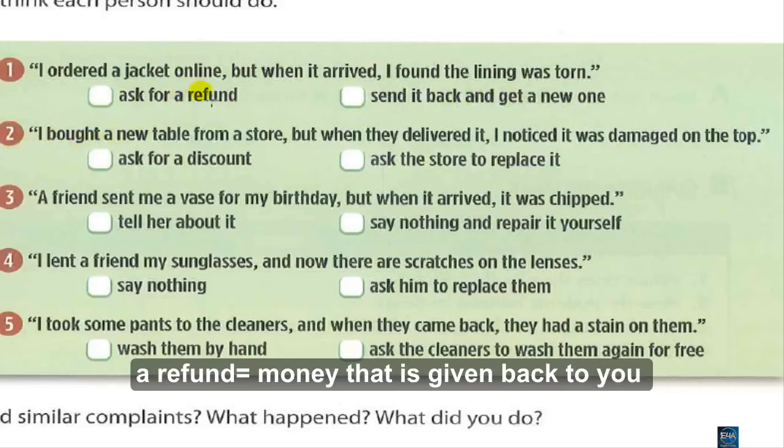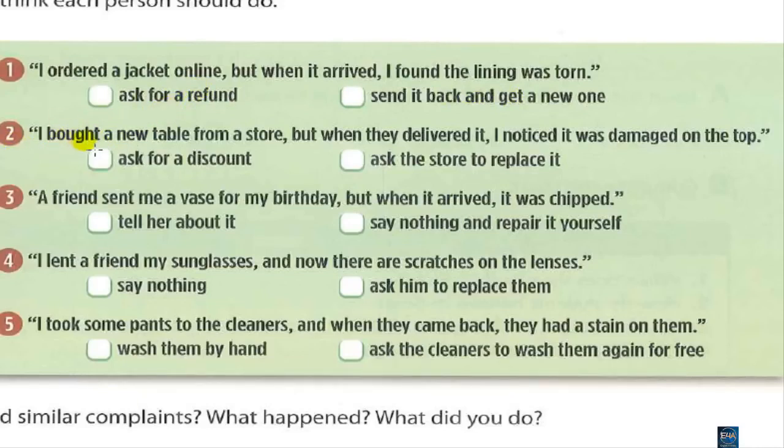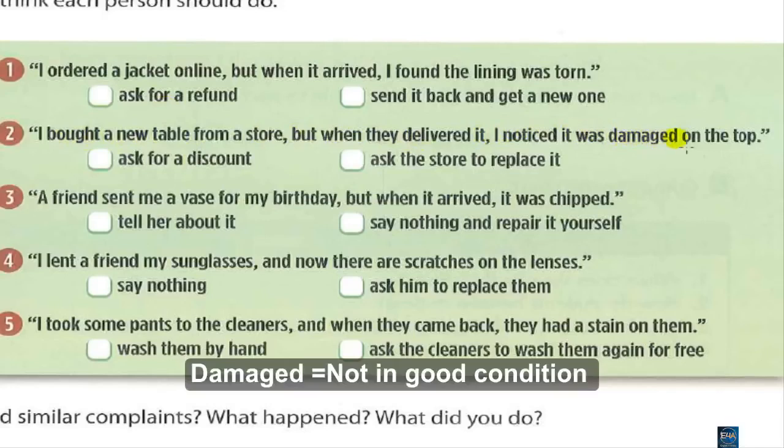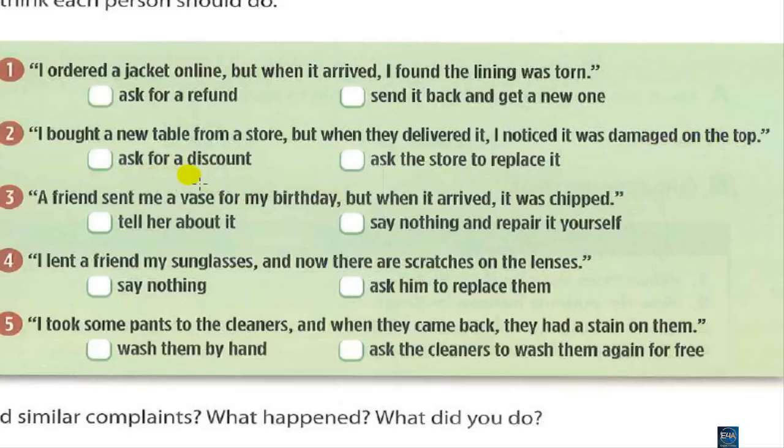A refund to get your money back. 2. I bought a new table from a store, but when they delivered it, I noticed it was damaged on the top. There was damage on the top. Ask for a discount, which means a reduction in the price, or ask the store to replace it, or ask the shop to change it.